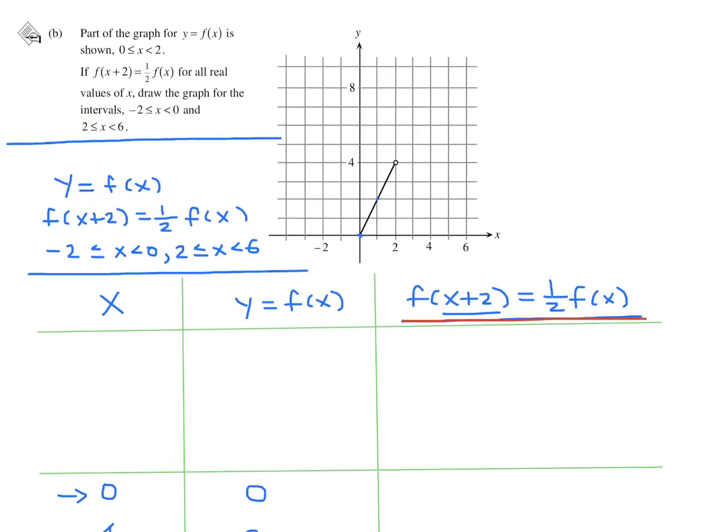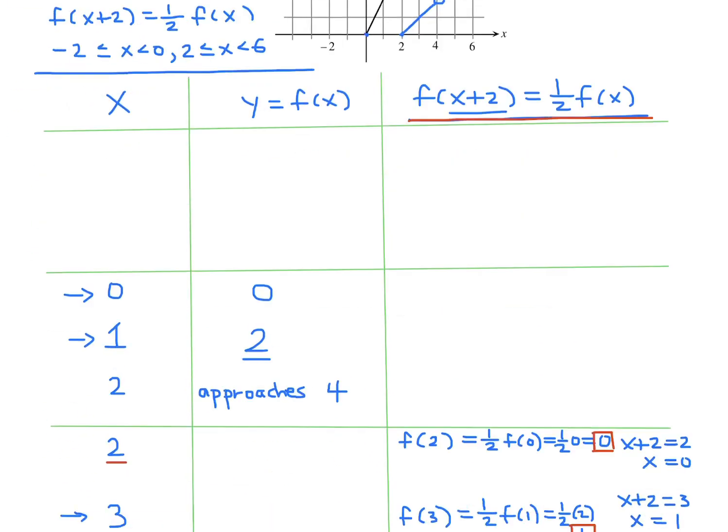So for 2, we had 0. So right here. For 3, we had 1. And for 4, it approaches 2. So you just put a circle right there. And this is your graph, like that. Okay? So let's keep going now.